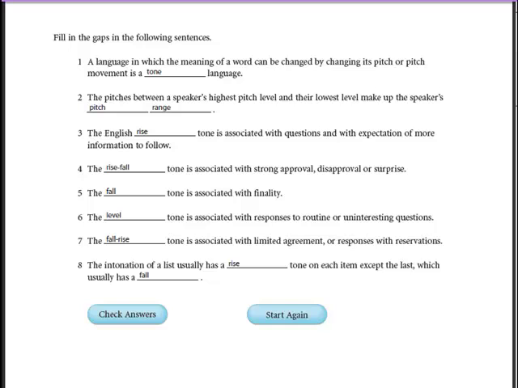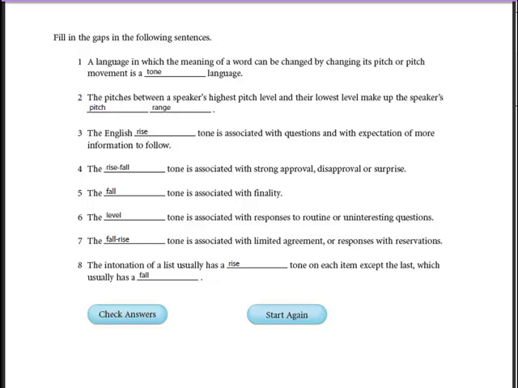A language in which the meaning of a word can be changed by changing its pitch or pitch movement is a tone or tonal language. In English, our sentences change tone, or we change tone for other reasons, such as emphasis or the asking of a question. The pitches between a speaker's highest pitch level and his or her lowest level make up the speaker's pitch range.